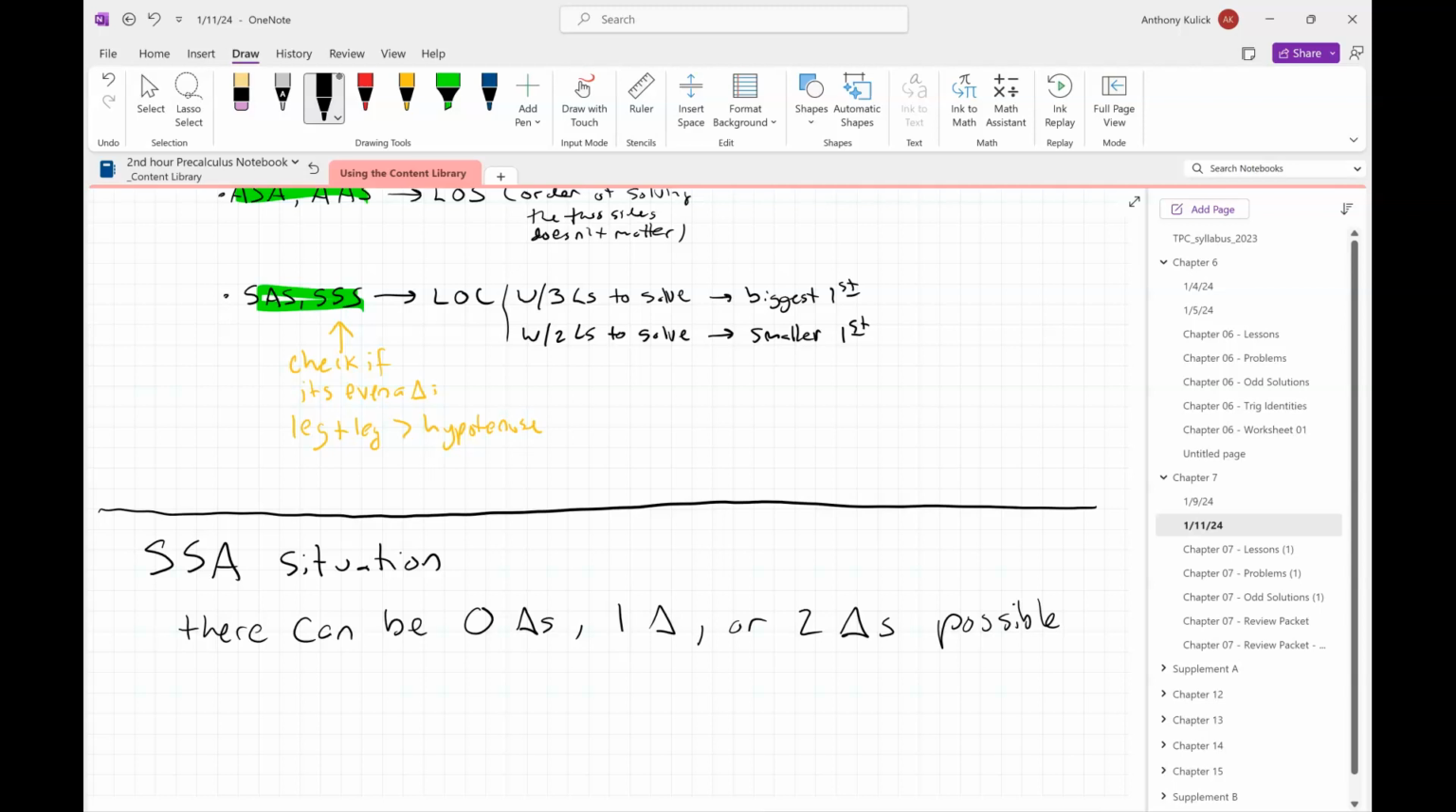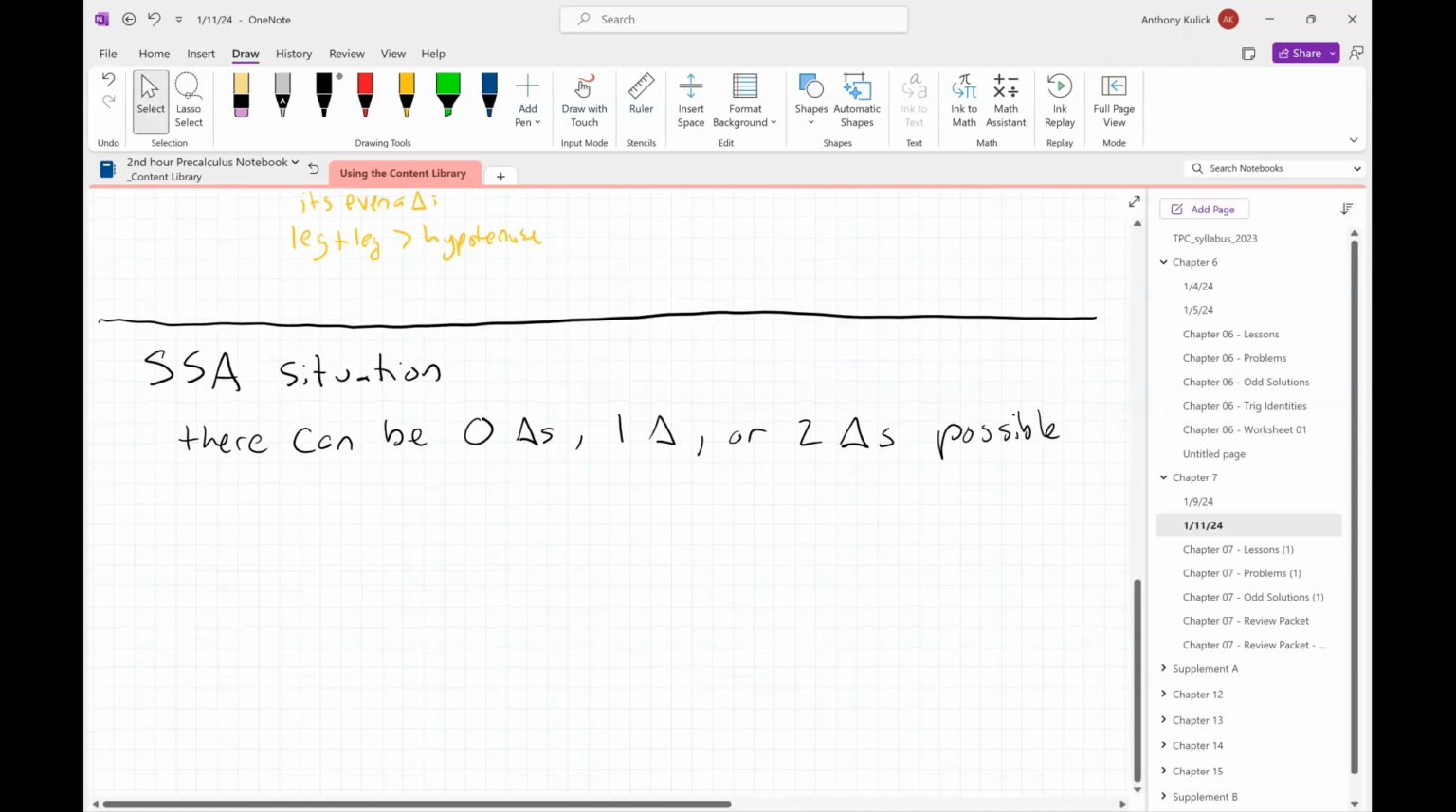So if I just give you two side lengths and an angle, depending on what the size of that angle and the side lengths are, it may be impossible to form a triangle. You may only be able to form one triangle, or you might be able to make two distinct triangles. So the first order of business is trying to figure out what case are we in? Are we in 0 triangles, 1 triangle, or 2 triangles? The first step in identifying that is to look at the size of the given angle.